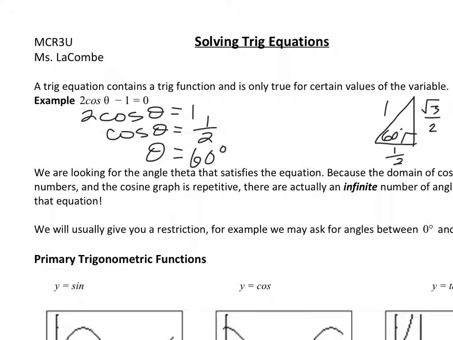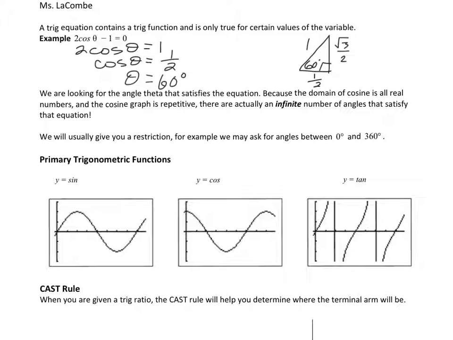Now, remembering that this is a repeating pattern, the related angle of 60 is going to appear 4 times in the unit circle. But what is important is that we only look for when the related angle gives you a ratio of positive a half, not negative a half. We'll normally give you a restriction, like between 0 degrees and 360, or between negative 360 and positive 360.